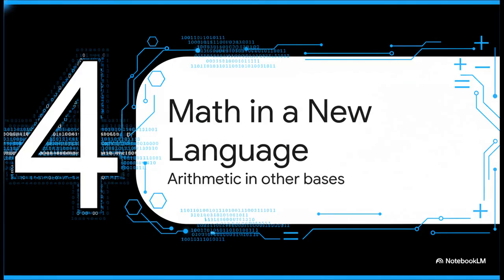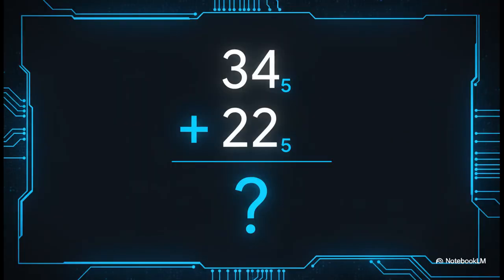Okay, but here's where it gets really interesting. You can do normal math, adding, subtracting, all of it, in any base. The only catch is you have to play by that base's rules. Let's try one out. We're going to add 3, 4, and 2, 2 in base 5. And it's super important to remember that's not 34 plus 22. We're in a different world now, the world of base 5.